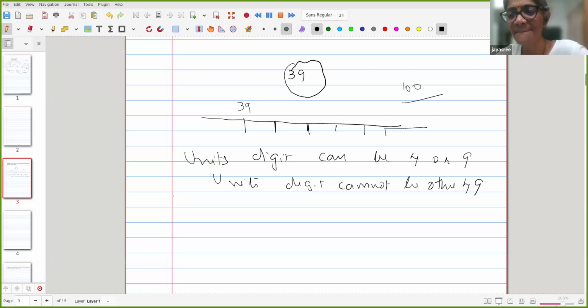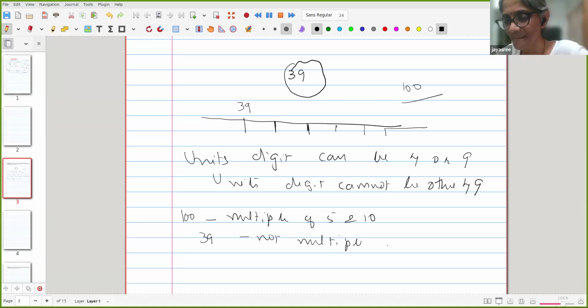Ma'am, actually, 100 is a multiple of 5 and 10, both of which are the numbers that need to be added or subtracted. However, 39 is not a multiple of 5 or 10. Thus, no matter how much time it takes, the room would never be filled with 100 people.